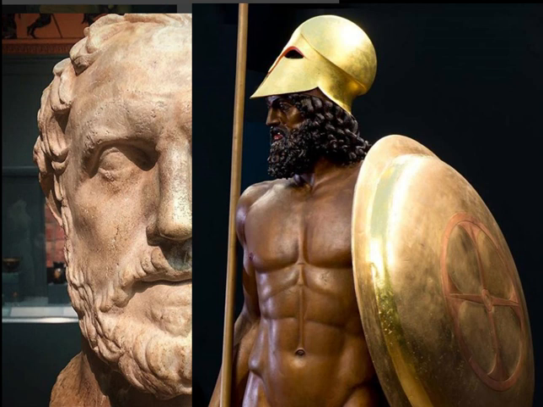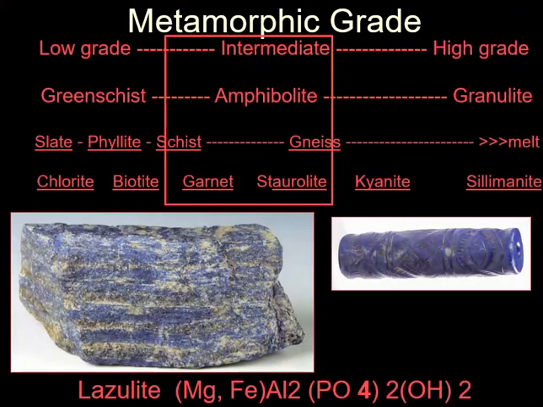You think that the Greeks would have been outside in the sun all day with a Mediterranean complexion, and not as white as some racists might think they were. Another intermediate grade metamorphic rock would, of course, be lapis lazuli.